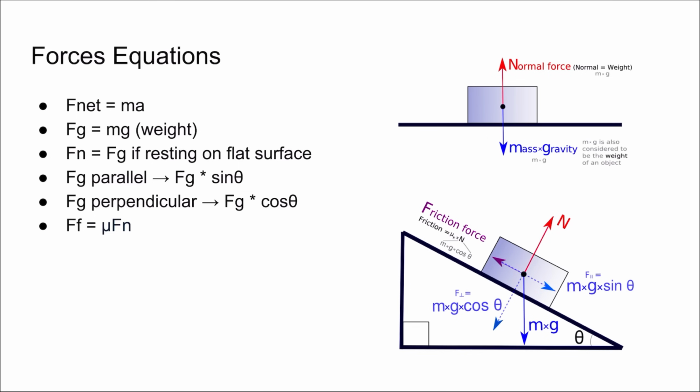Now, these are the equations that you need to know. They're pretty simple except for Fg parallel and Fg perpendicular. Basically, sometimes you'll need to split Fg into these two parts if the object is going on something like a ramp, but for the physics regions, it's pretty unlikely that you'll see this.